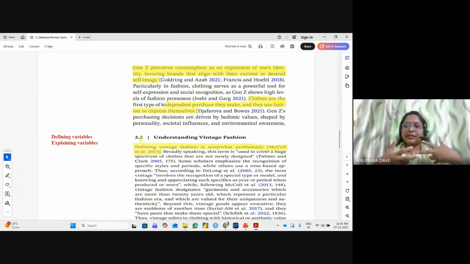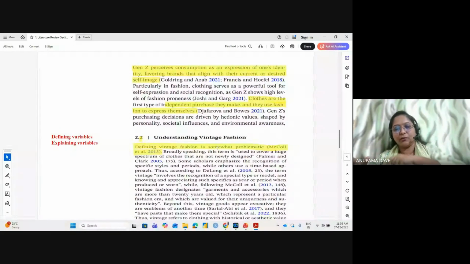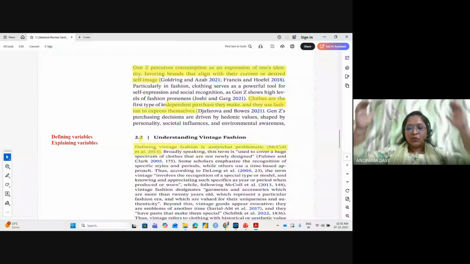So just see how beautifully they have connected Gen Z's purchase pattern for clothing, sustainability, environment analysis, awareness, values, and so on. So that is how they have done. In the same paper, they are talking about vintage fashion. They have not assumed that everybody on earth would be aware about vintage fashion. So that is why they have started by defining the construct.